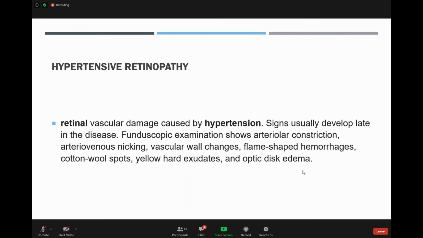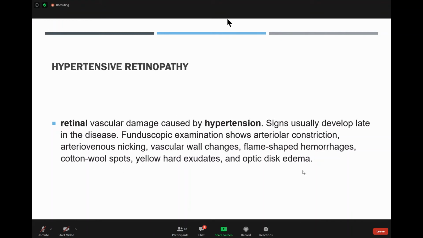Nasisira po kasi yun. Kasi kumbaga parang nagiging ischemic or hindi po nadadaluyan ng dugo dahil masyadong manipis yung pong ating blood vessel po doon sa ating retina. So signs usually develop late in the disease, and then your fundoscopic examination shows your arteriolar constriction, AV nicking, you have your vascular wall changes. Ito, yung mga flame-shaped hemorrhages, your cotton wool spots, your hard exudates, and your optic disc edema. Saan nyo pa nakita itong cotton wool spots?